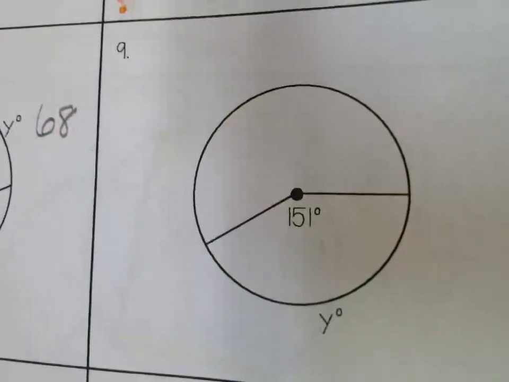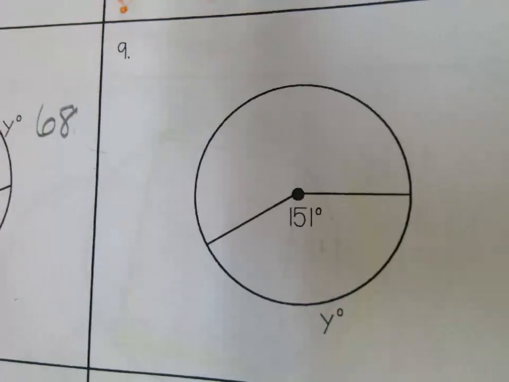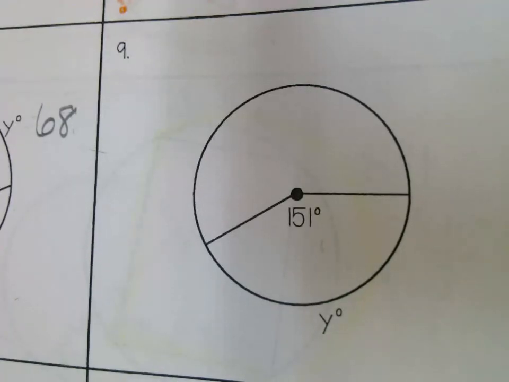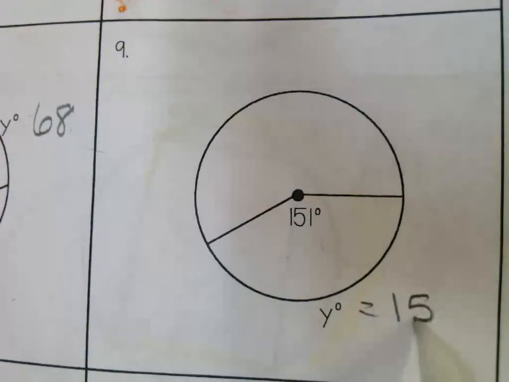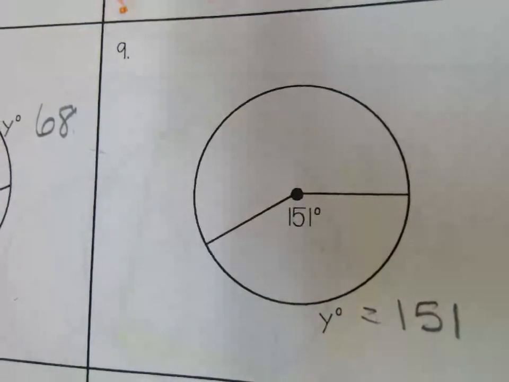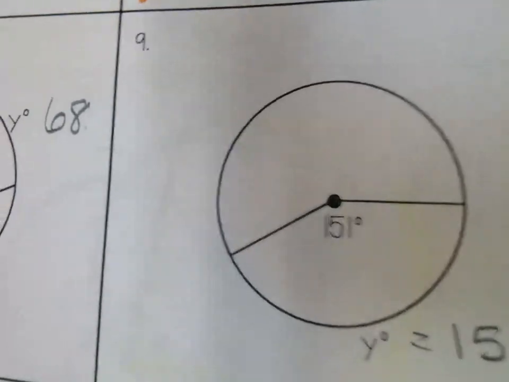Number 9, inscribed or central angle? Central. So what is true of arcs and angles that are central? What is true about the arc and the angle measure relationship? They're the same. So what would be Y here? 151.